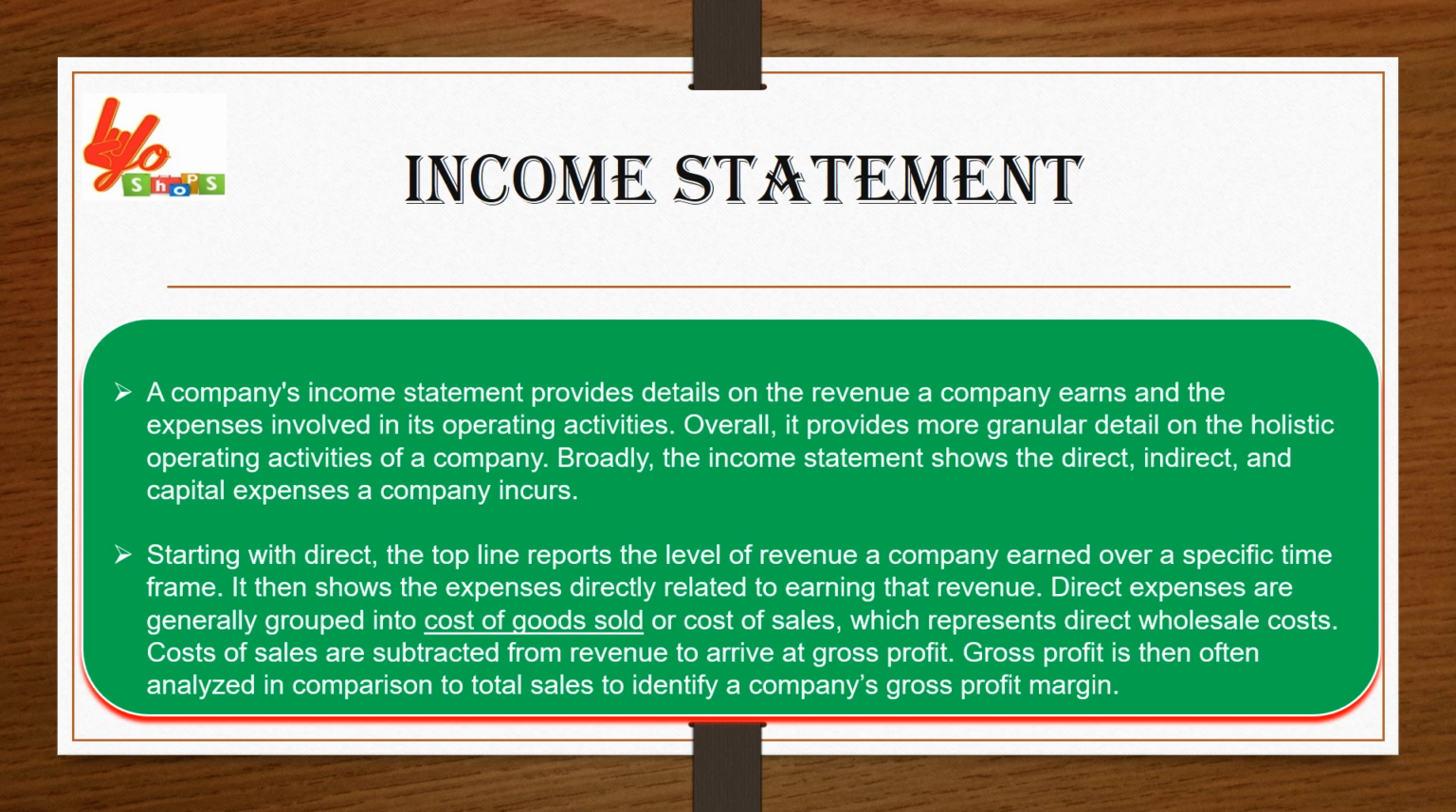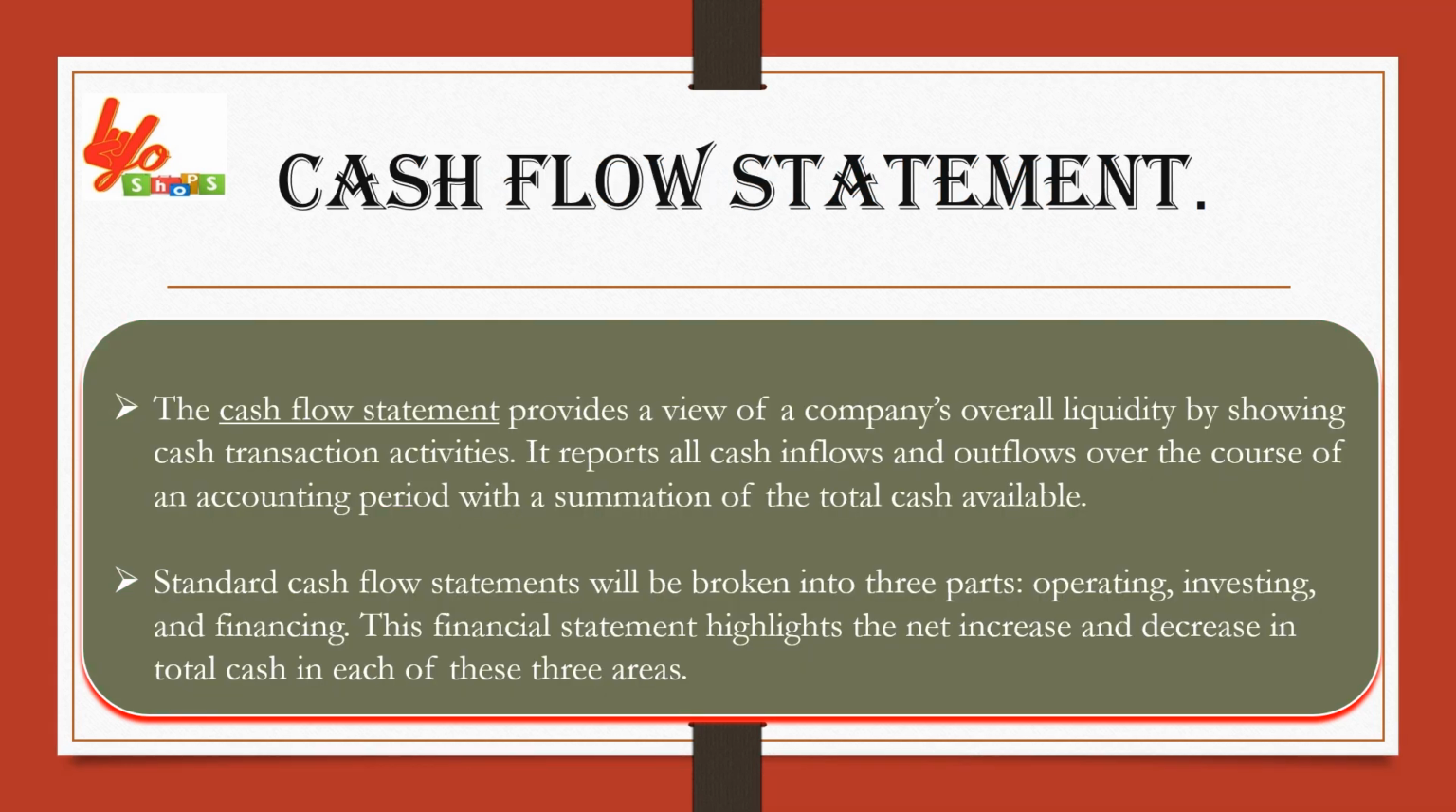Starting with direct, the top line reports the level of revenue a company earned over a specific time frame. It then shows the expenses directly related to earning that revenue. Direct expenses are generally grouped into cost of goods sold or cost of sales, which represents direct wholesale costs. Cost of sales are subtracted from revenue to arrive at gross profit. So gross profit is then often analyzed in comparison to total sales to identify a company's gross profit margin.